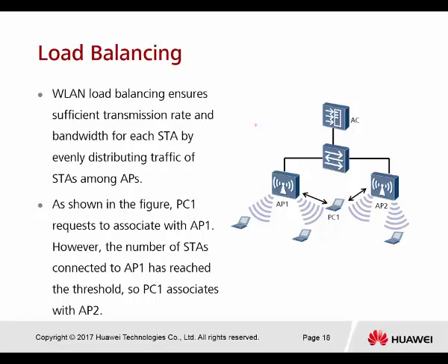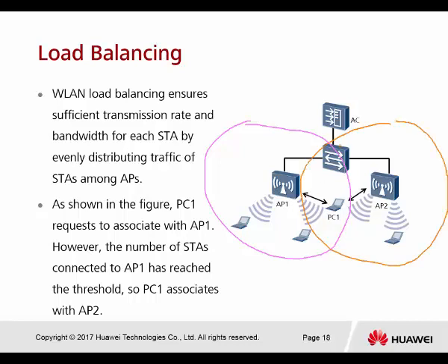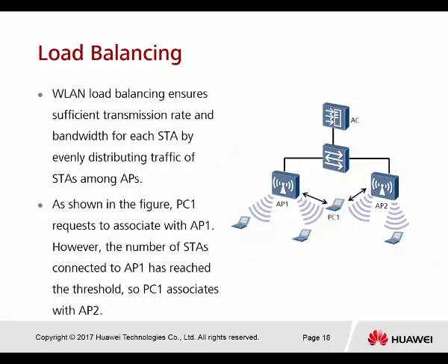So you need to know the BSA, the coverage. So this is my AP. I have my own coverage. And then AP number two also has its own coverage area. So the load balancing is only applied to this overlapping area. Okay, only the PCs connected in this area can support the load balancing. So based on the traffic, when AP1 already has too many STAs connected, you're going to load balance the users here to AP number 2. Okay, so this one is based on the configuration that we did.